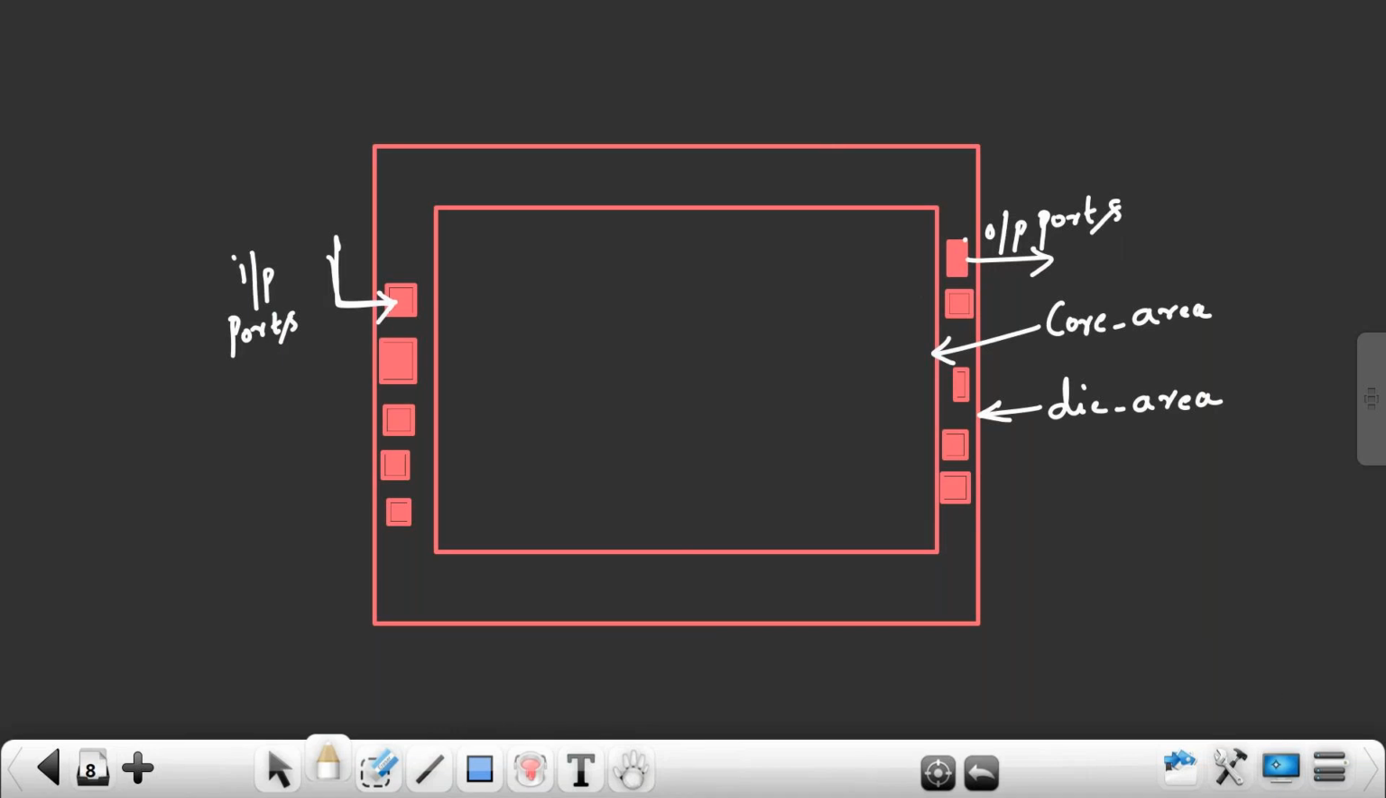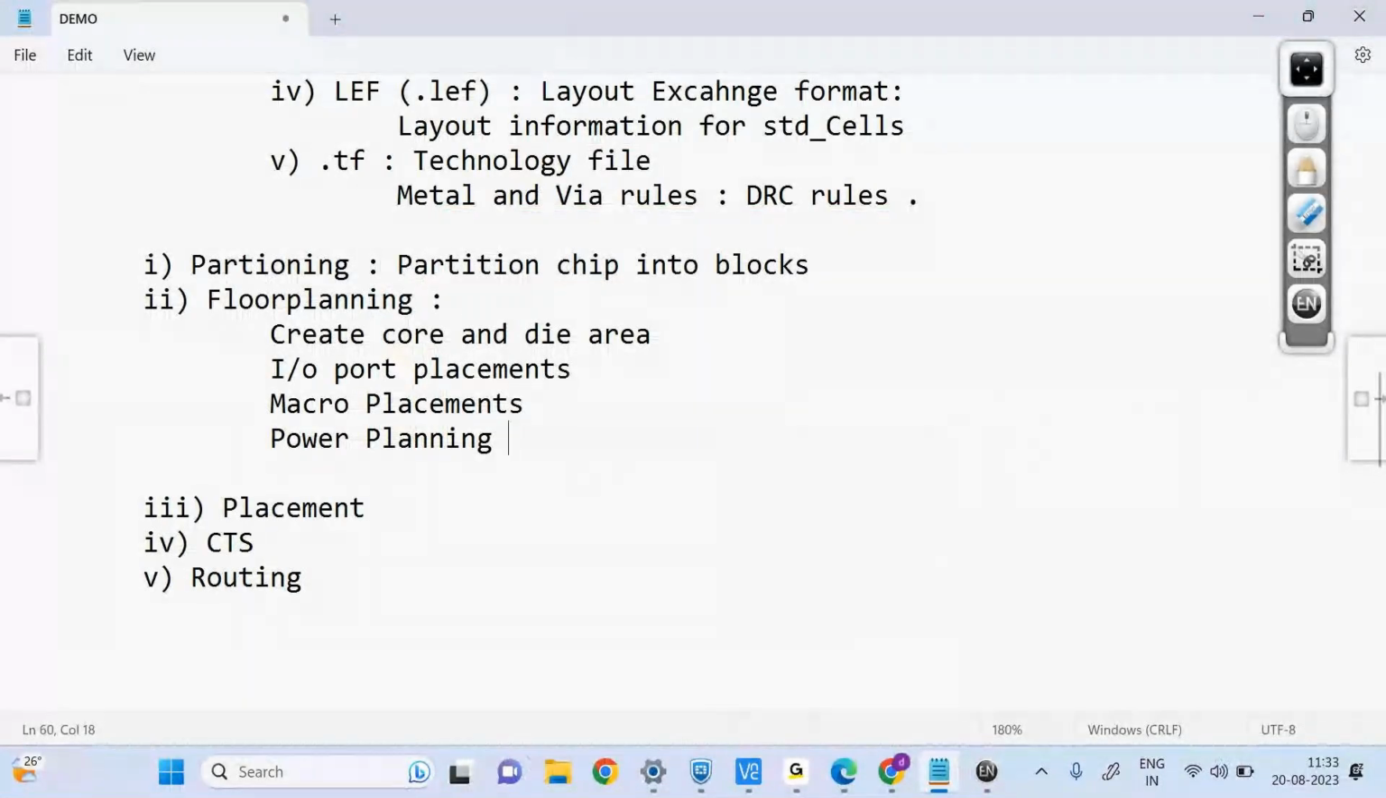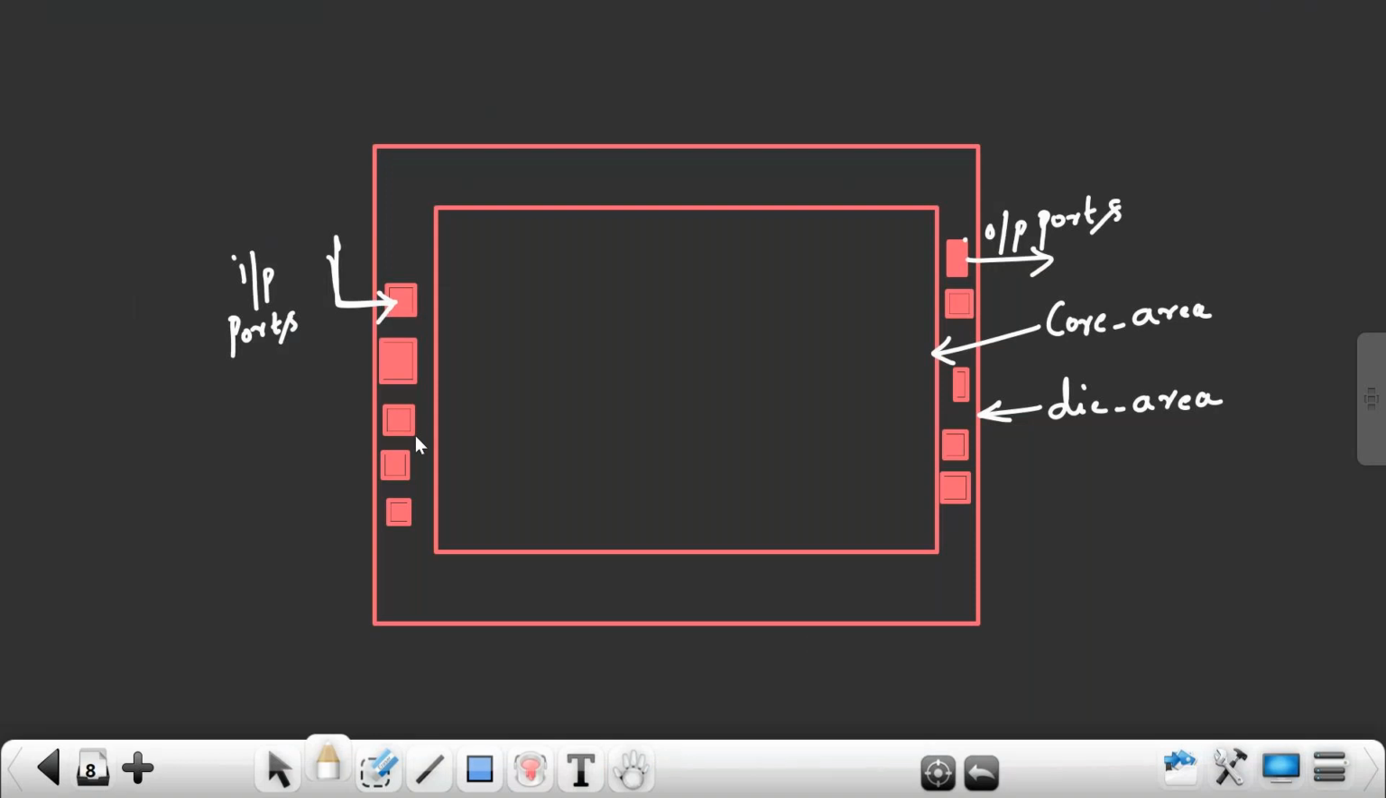That is what the first two steps are: creating core area and die area, and place IO, input output port placement. Here we'll study the different guidelines to create core area and die area, what different methods your chip top will specify, how to create them, and what parameters govern that. In IO port placement also we'll study how to do it in the tool, what guidelines and processes we have to follow. All these things we will study in the course.